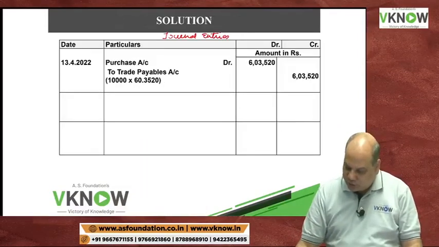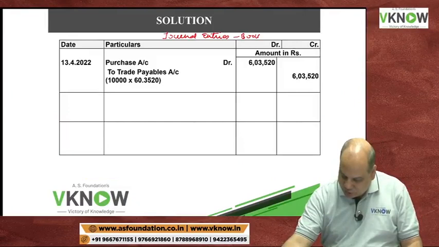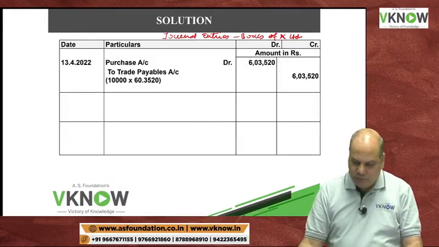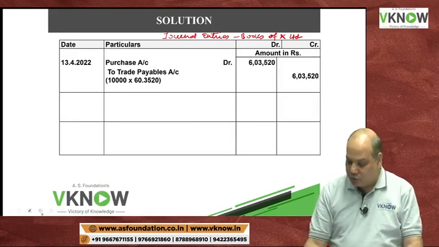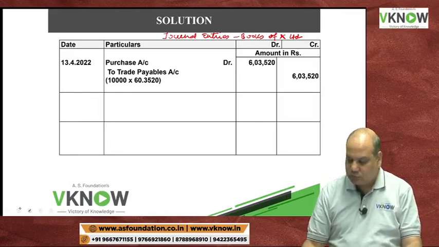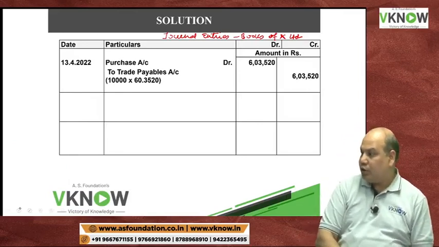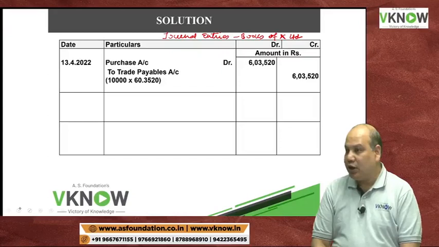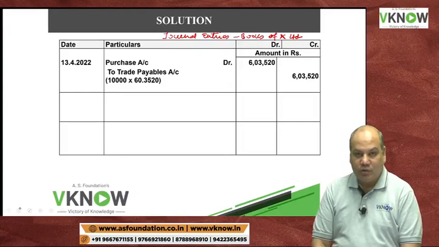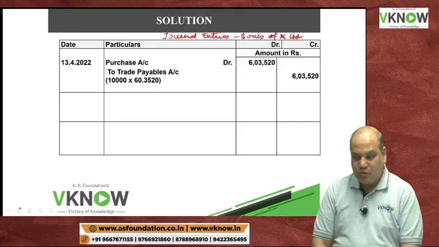Journal entries in the books of X Limited. Quickly, draw the format first. Journal entries, books of X Limited: date, particulars, debit, credit, amount in rupees. Today, practice all the questions that you can do. Okay, try.